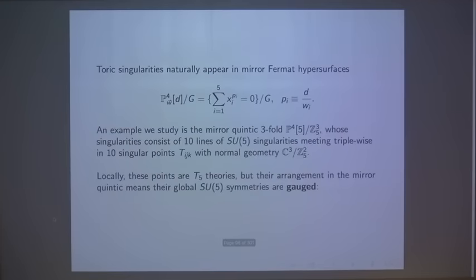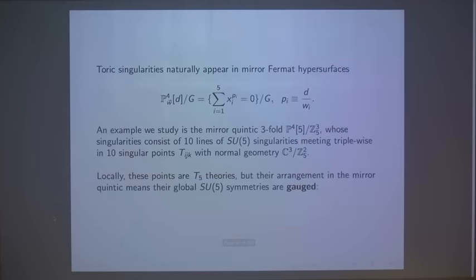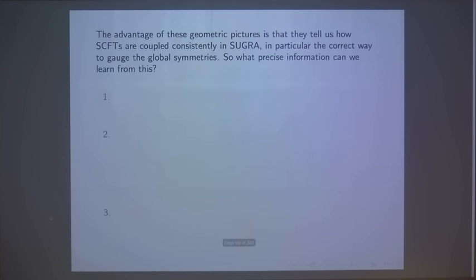So these toric singularities naturally appear inside of a compact threefold, a family of compact threefolds as well, and these are mirrors of hypersurface threefolds. And the example that I have in mind that I'd like to discuss here very briefly in the few seconds that I have left is the mirror quintic, where you can see there's a collection of these singularities appearing, and their global symmetries are now gauged, and you can think of the gauging as some trivalent SU(5) vertex. So what can we learn from this picture?